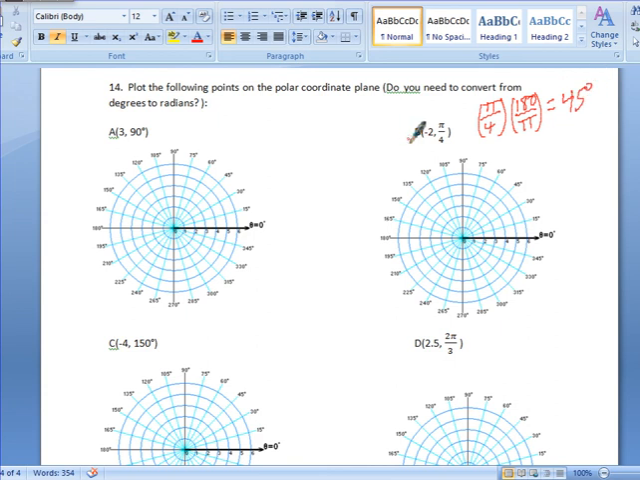One thing about the negative, when you have a negative r, okay, here's your r and here's your theta. When you have a negative r, you have to use the opposite angle, or you have to use the opposite theta, okay? So here's 45, okay? But since the r is negative, I have to use the opposite angle. So the opposite angle is right here, 225. So I'm going to have to use 225 degrees.